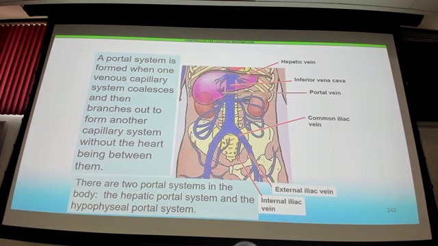I know I'm talking about stuff you already know. So you would say all the blood going to the liver from the GI tract through the hepatic portal vein is deoxygenated, nutrient-rich blood. That's going to go to the liver. So we can see the two portal systems. We have a hepatic portal system, hypophyseal portal system. At this point for us, the hypophyseal portal system doesn't really matter, just the hepatic one.